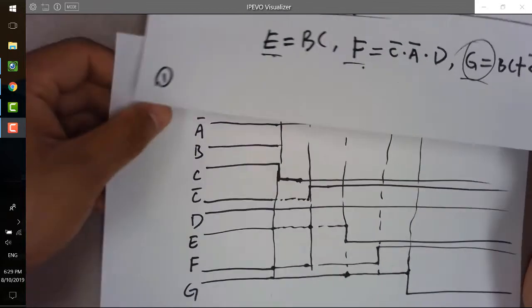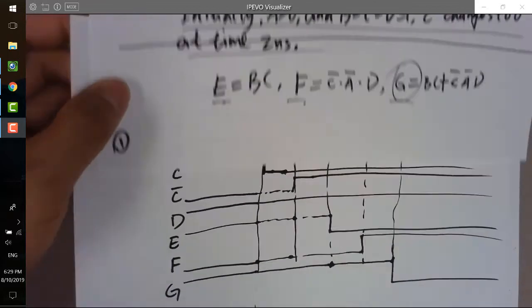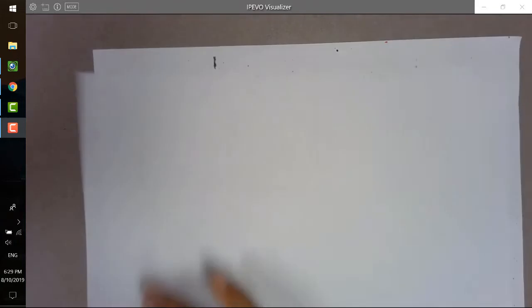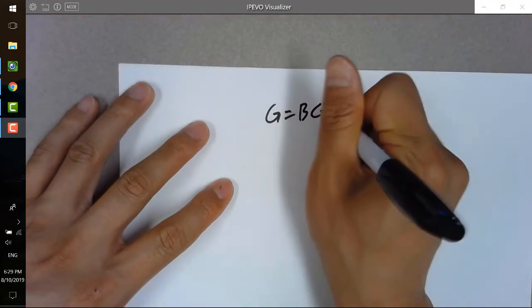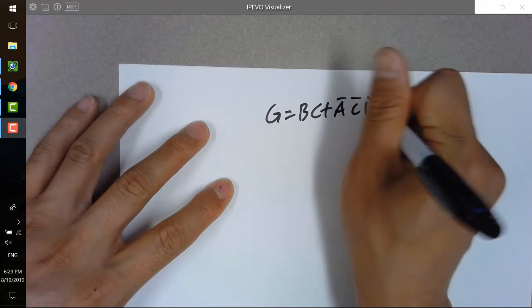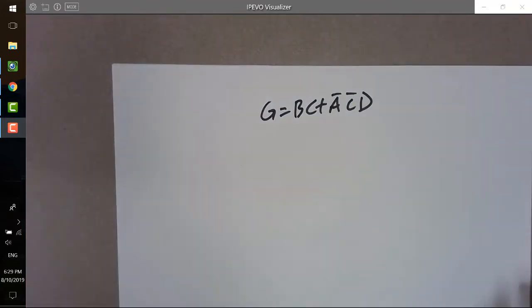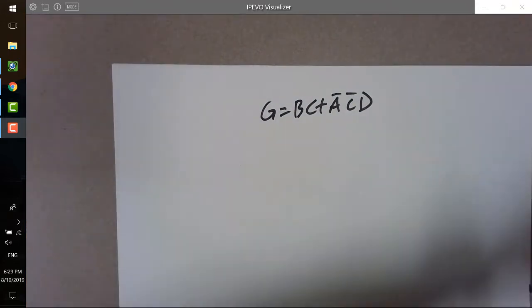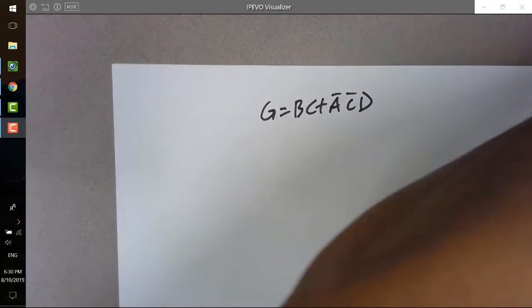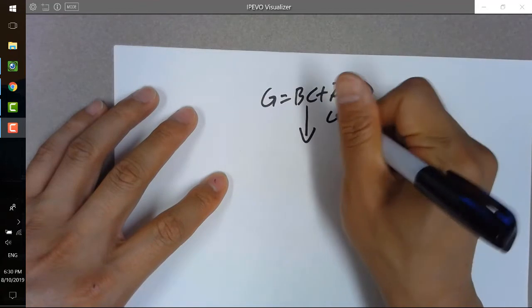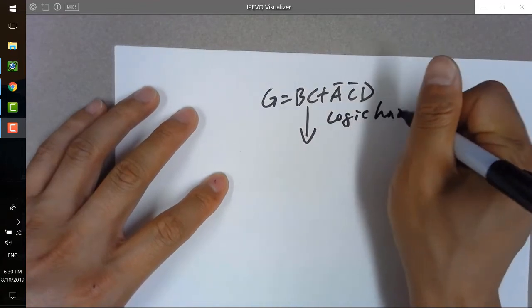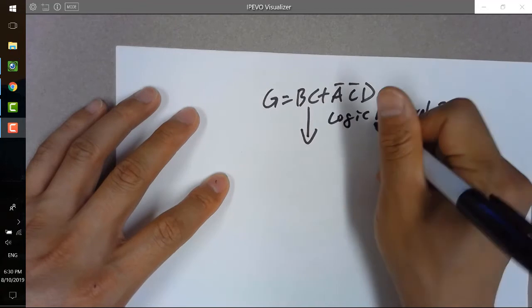Okay, and now let's find out the hazard. What's the hazard here? Usually, when people are asking for the hazard, they're asking for the hazard at the output. So we are looking at G. Okay, that's the final logic expression. How can we find out the logic hazard from this? So definitely a K-map, right? Yes, K-map.